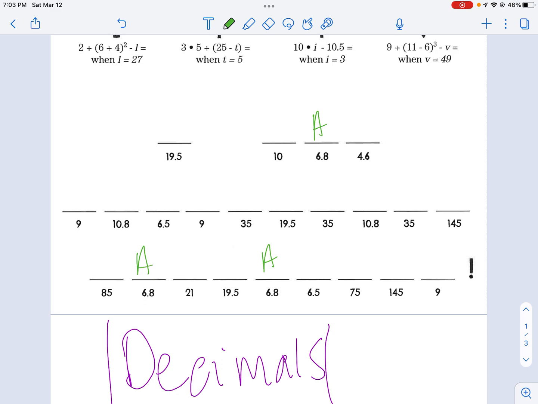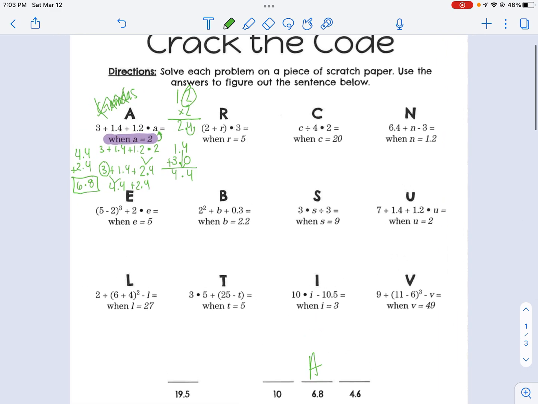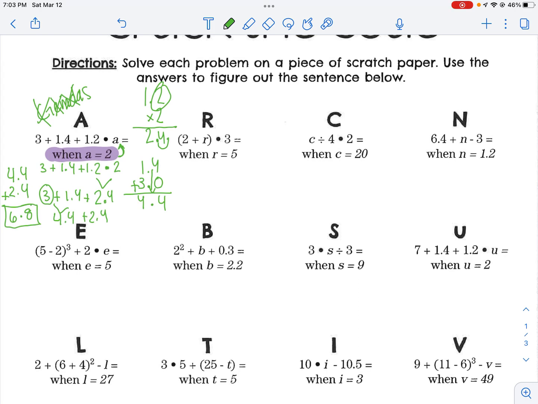And I did, so 6.8 would be my A. Remember, if you have any questions on how to do this center, ask the people in your group before talking to your teacher.